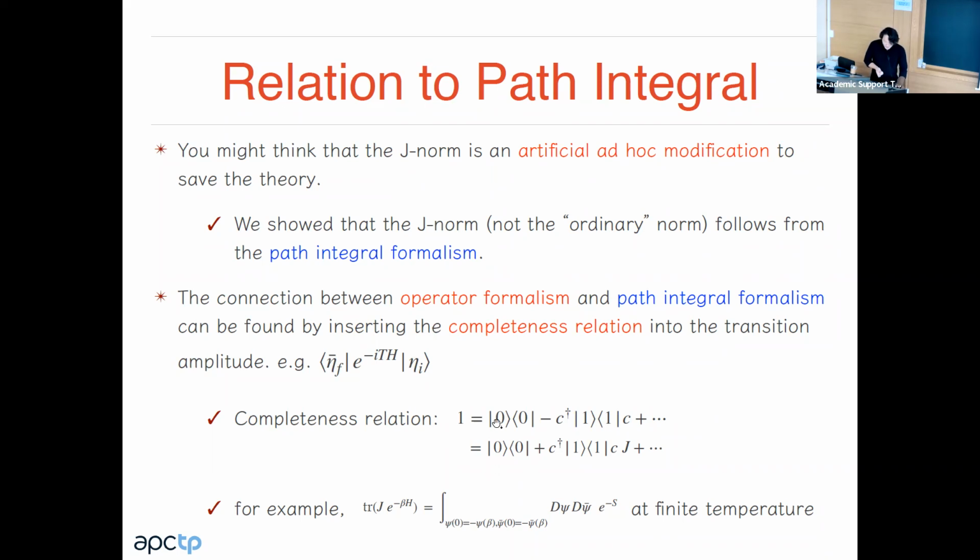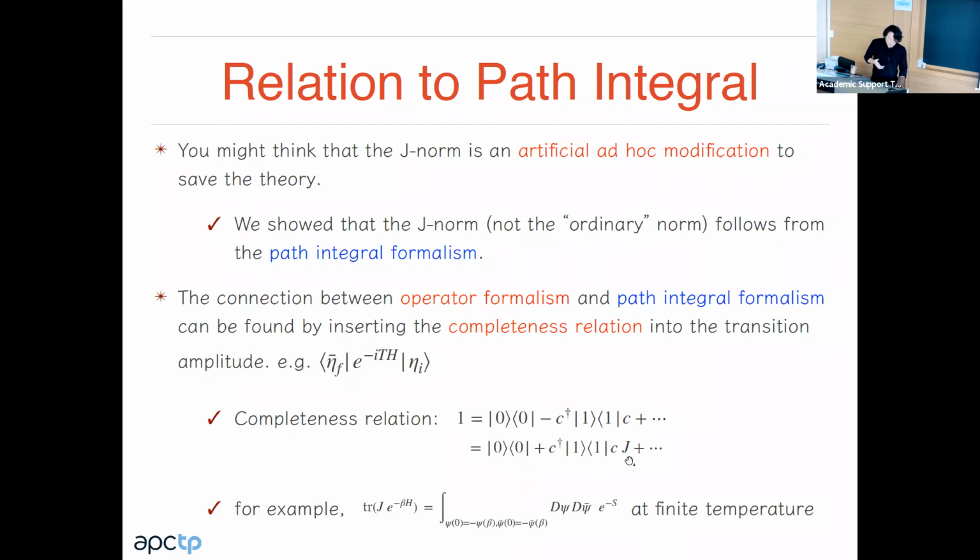However, here the difference is in this completeness relation. I will not give the detail here, but you can see our paper, or you can also believe me. For the completeness relation, you need a minus sign here. In other words, you can also insert the J here in the bra state, because its vacuum is invariant.